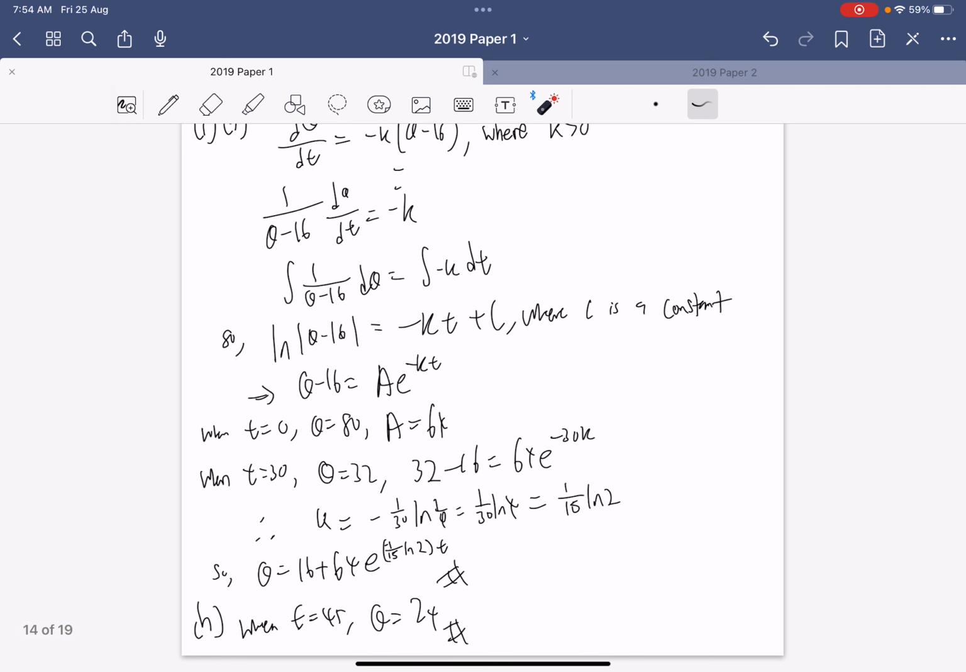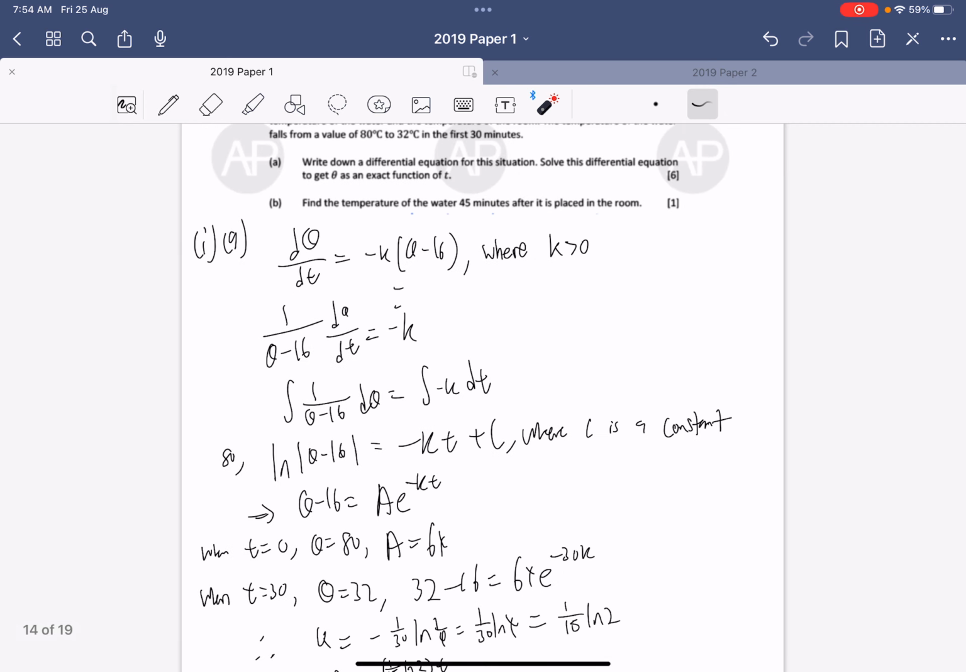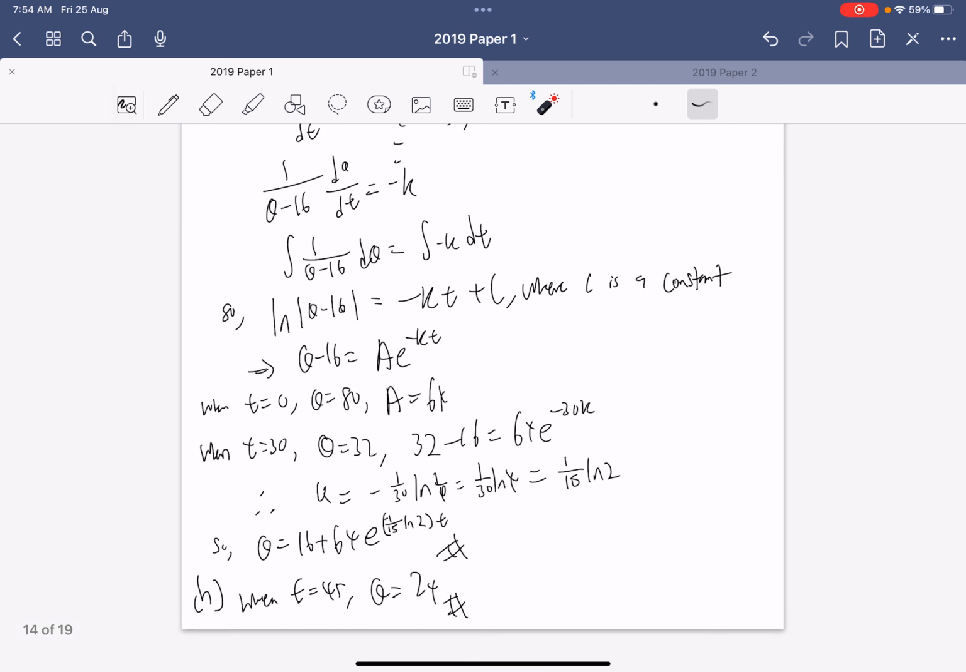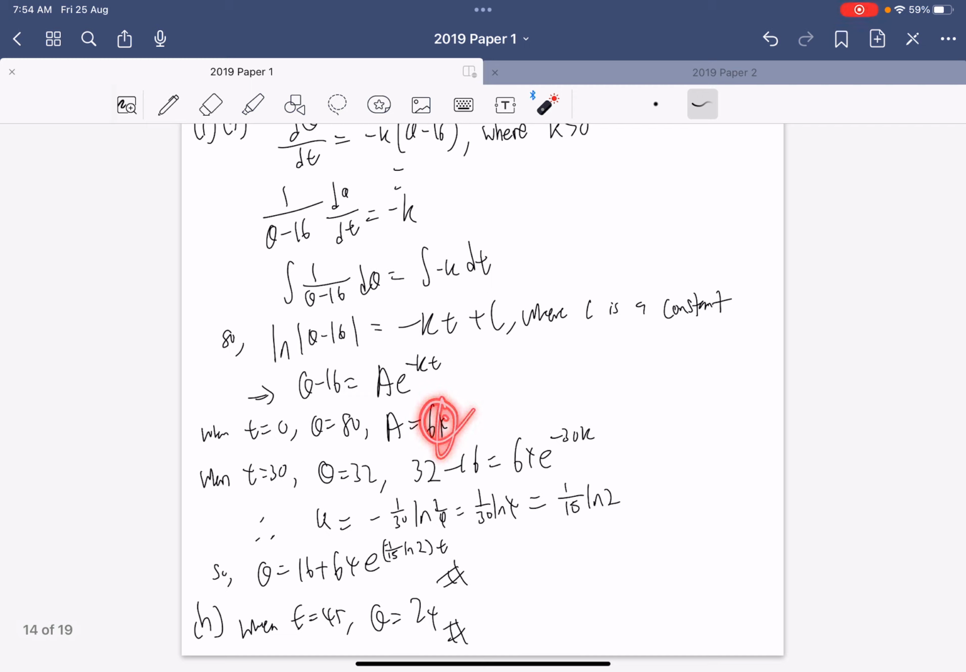Now you want to solve for A and k. First you solve for A, because you know when t is 0, this part is gone, it doesn't matter what k is. Theta is 80, since they say you start with a value of 80. Then A will be 64.